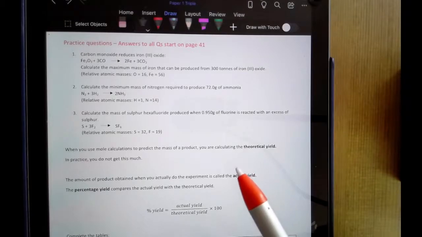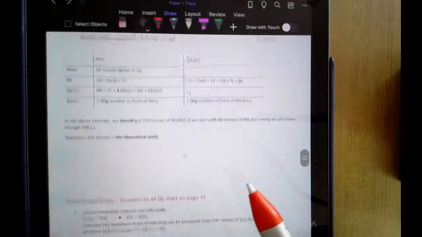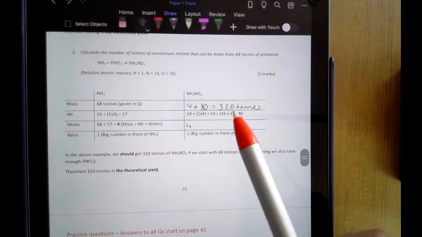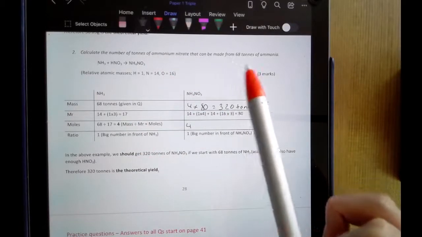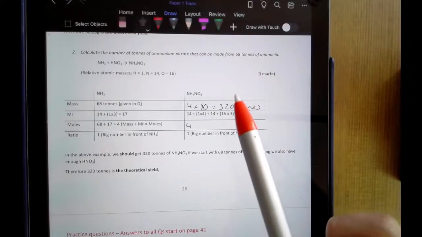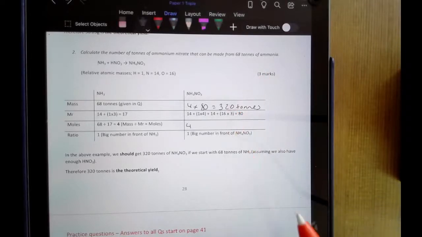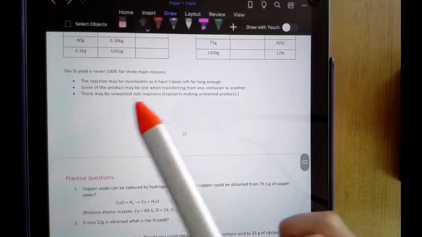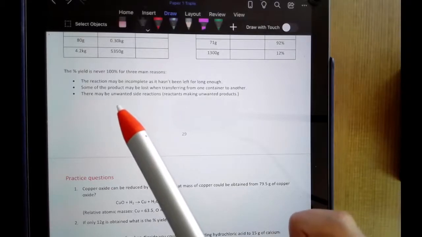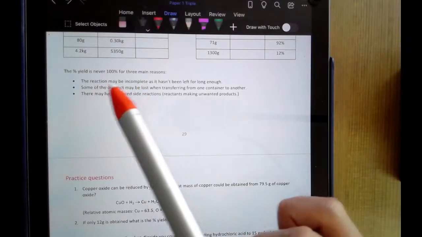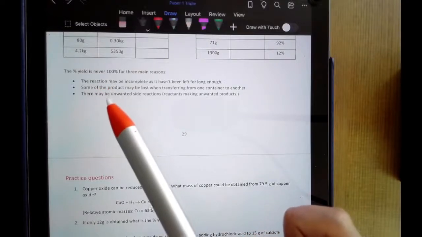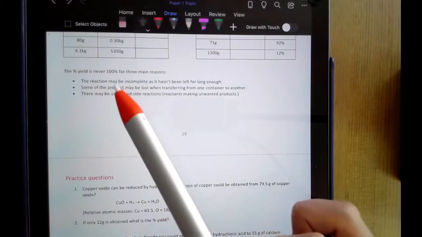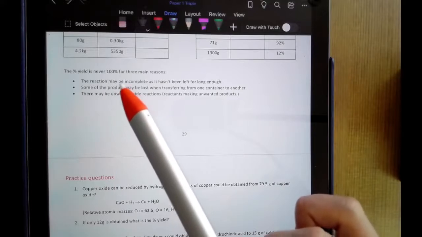However, if you were to carry out one of these experiments, in general, you don't end up getting as much as what you have predicted. So let's just go back to this example. We should be getting 320 tons if we start off with 68 tons of ammonia, but if you did this experiment, in reality, you would not get 320 tons. And the reason you wouldn't end up with 320 tons is that a couple of things can go wrong along the way. So for example, you might not have completed your reaction. You might have stopped the reaction too soon and it might not be complete. If you stop it too soon, you're not going to get your theoretical yield.